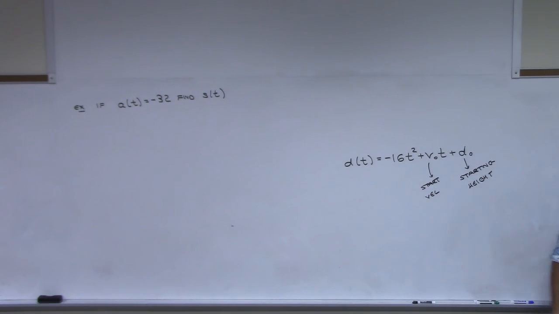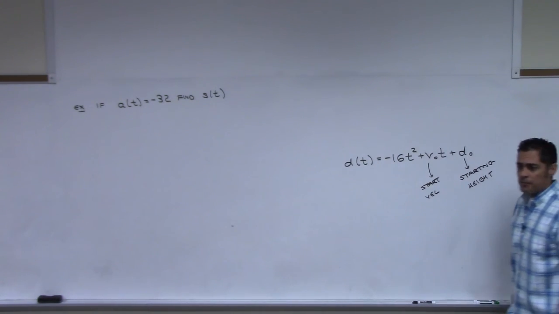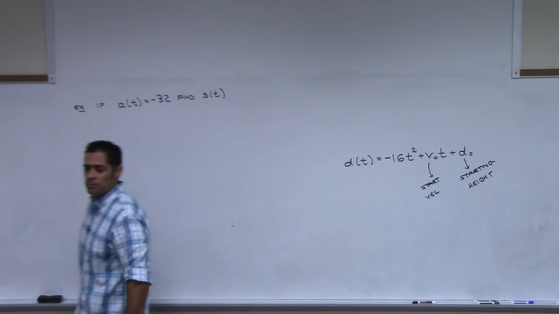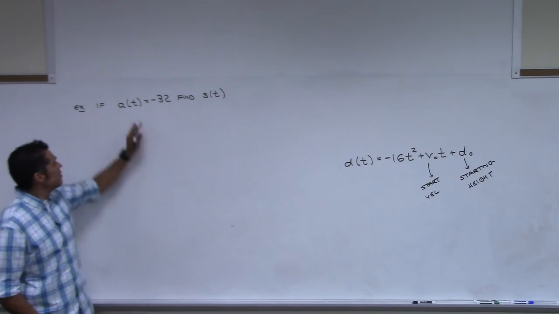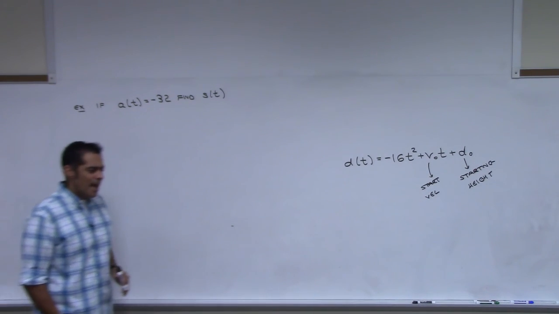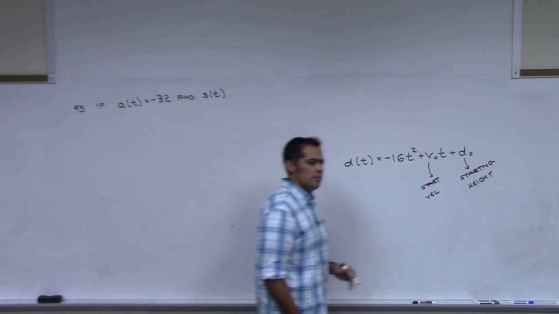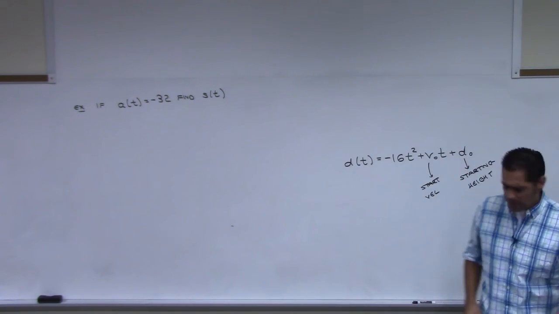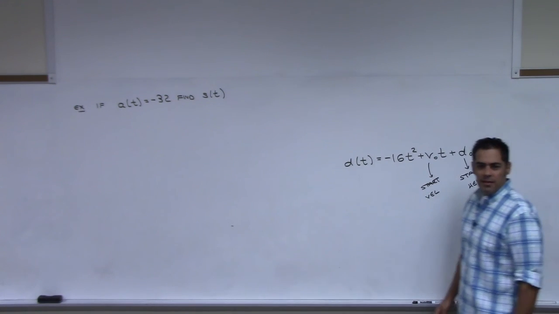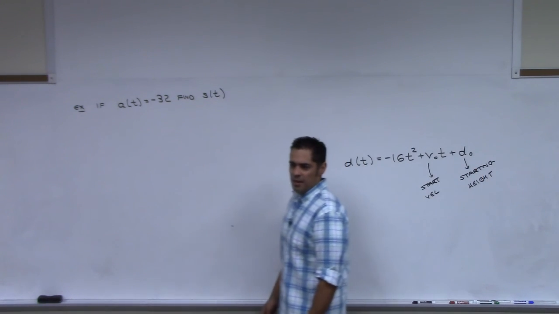So I've given you an acceleration function, a constant acceleration function, negative 32. That means the acceleration is always the same, no matter what you plug in for t. That's like gravity. What is the acceleration of gravity, my physics people? 9.81. Negative 9.8 meters per second per second.